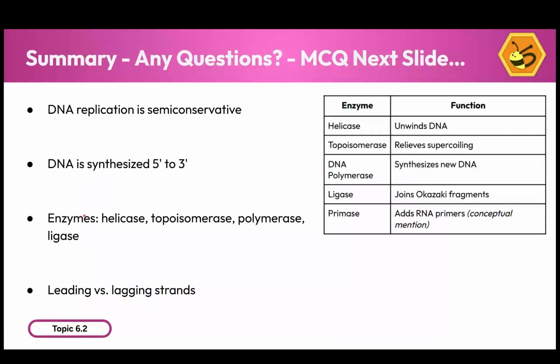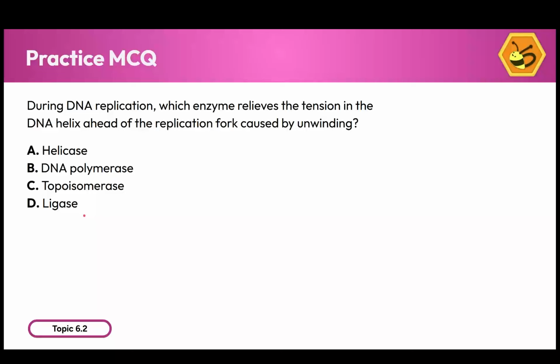Alright, practice MCQ. Let's spend 60 seconds on it. During DNA replication, which enzyme relieves the tension in the DNA helix ahead of the replication fork caused by unwinding? I took this from Quizlet, so it should be an actual AP question. Do you guys want me to go over this? Okay, I won't go over it, but in a nutshell, helicase unwinds it, DNA polymerase synthesizes new DNA, ligase glues the Okazaki fragments, topoisomerase relieves the tension.